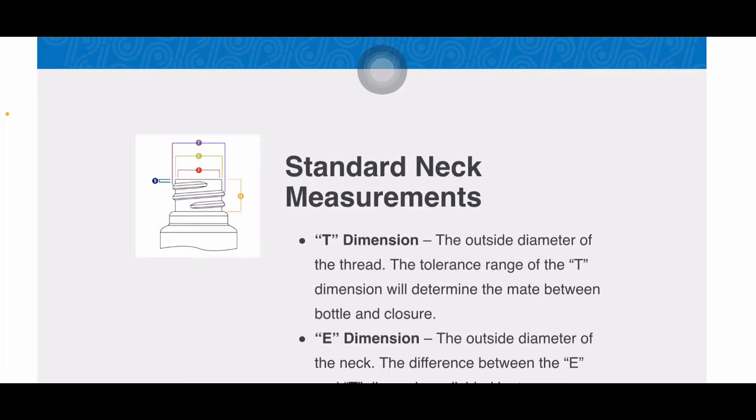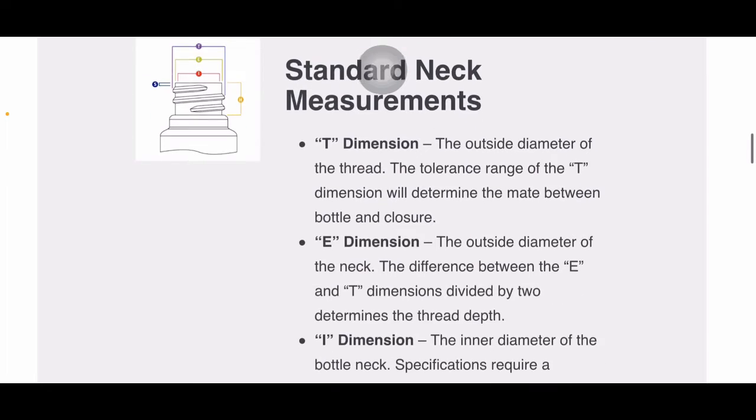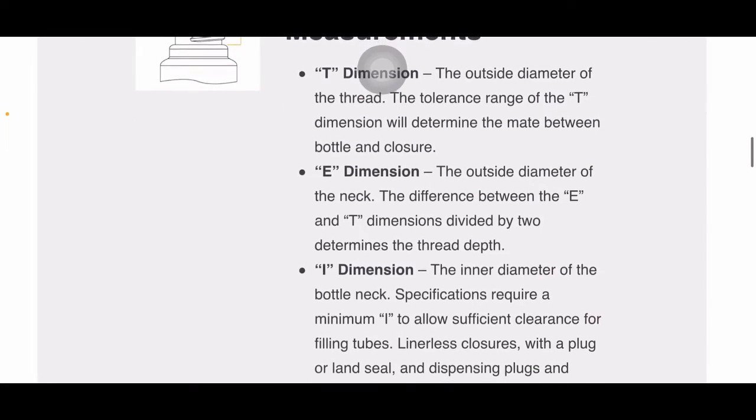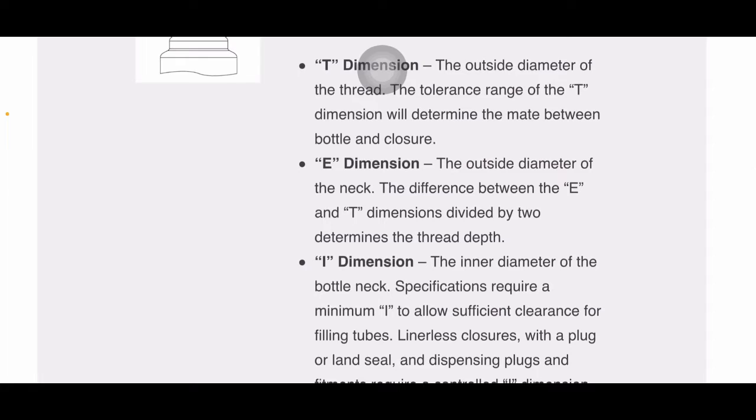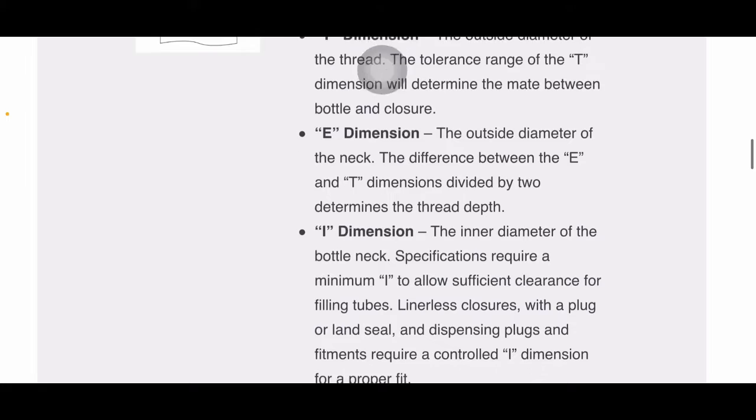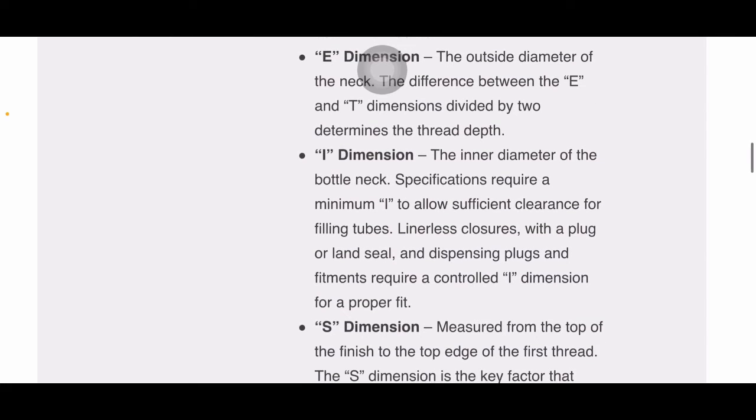The tolerance range of the T dimension will determine the mate between bottle and closure. E, outside, the difference between the E and T dimensions divided by 2 determines the thread depth. I dimension, the inner diameter of the bottleneck. Specifications require a minimum I to allow sufficient clearance for filling tubes. Linerless closures with a plug or land seal and dispensing plugs and fitments require a controlled I dimension for a proper fit.